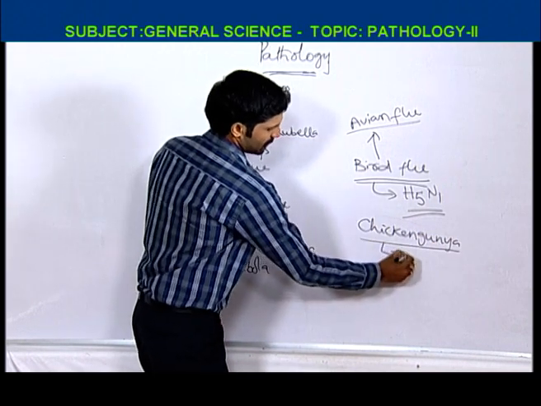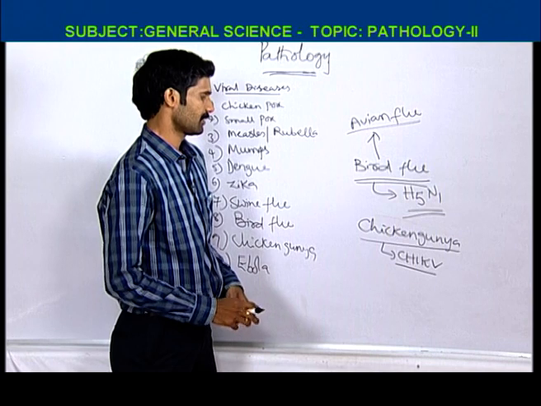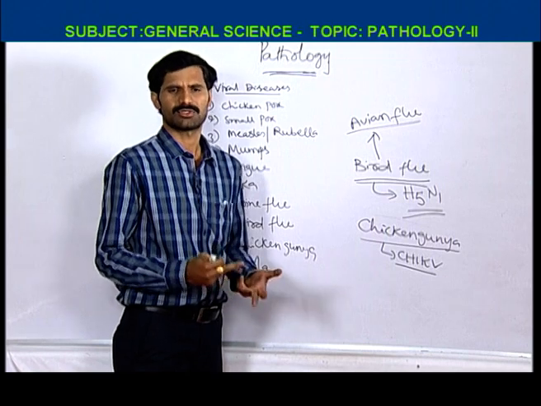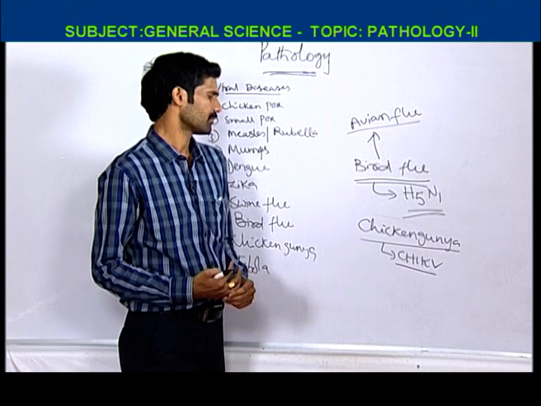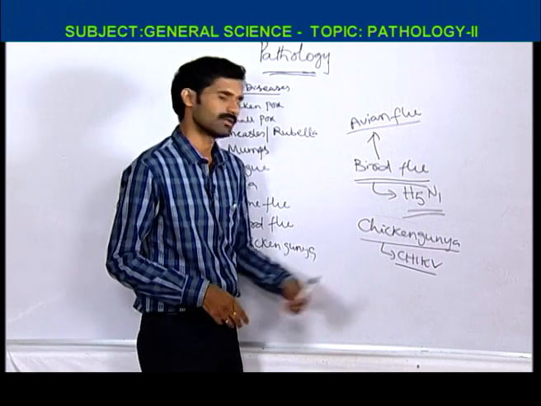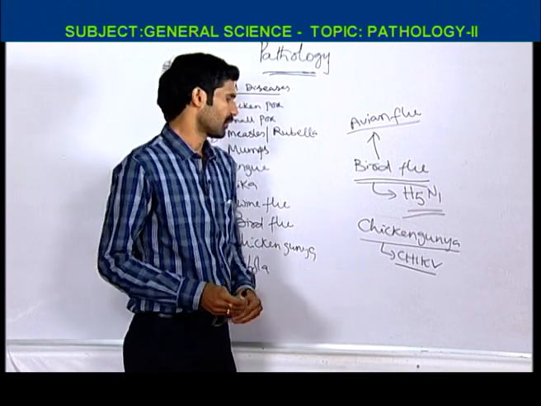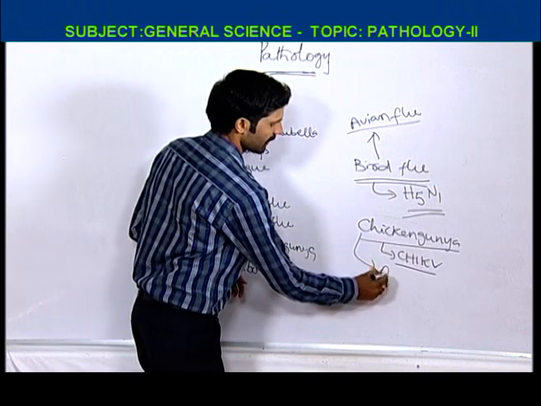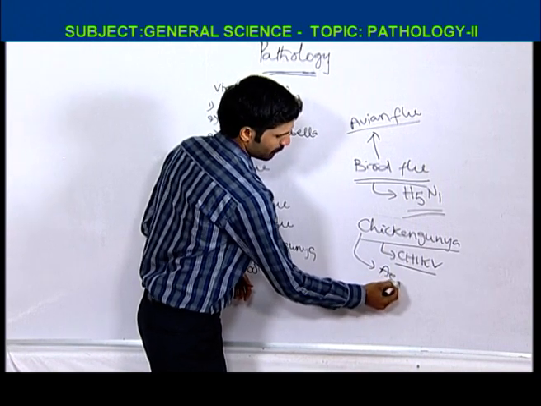Caused by chikungunya or Chiku virus. Symptoms include severe joint pains, fever, chills, headache are the common symptoms or disease characters. But severe joint pains are the important characteristic feature of chikungunya, caused by Chiku virus, and chikungunya is spread by a vector, that is female Aedes mosquito.